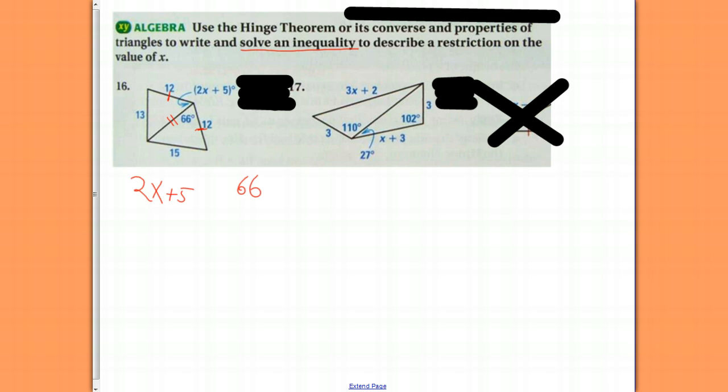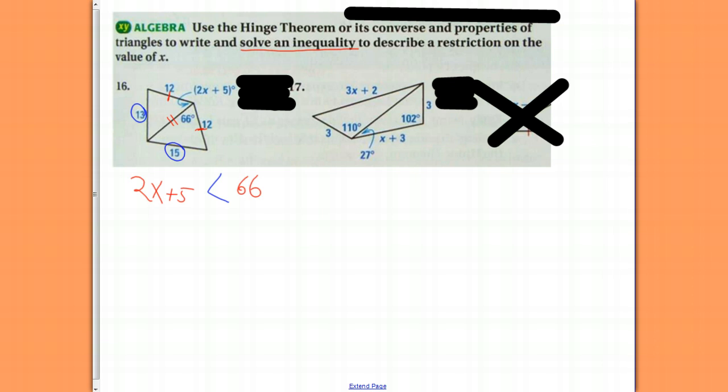So we're looking for the connection between those two angles, because they're the angles between our two pairs of congruent sides. And that's where the third sides come into play. 15 is more than 13. So that means the angle 66 degrees is going to be greater than the other angle, 2x plus 5. Now we've got our inequality set up.